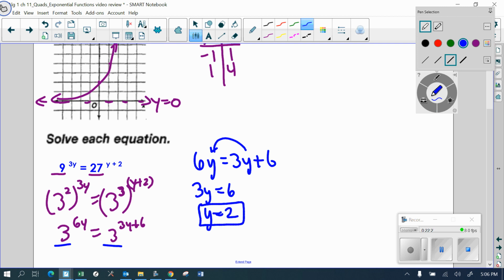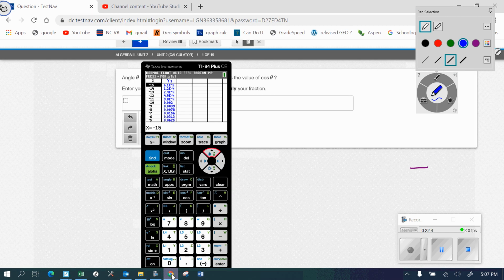There's my solution. So if I was to check that, I could put 3 times 2 is 6, so this is 9 to the 6th equals 27 to the 2 plus 2 is 4. So if I want to check that on my graphing calculator, 9 to the 6th, oops, I gotta go back to the home screen, 9 to the 6th, 27 to the 4th. Same exact answer, so I can check that right there, verify I have it right.